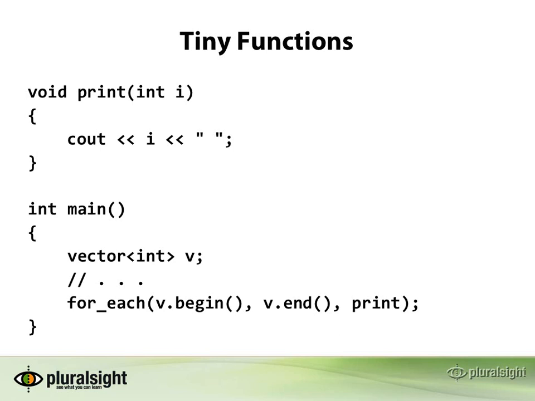Start at the beginning of the vector, go till we're past the end of the vector, and for each element in the vector, pass it to the function print. Each element of the vector is an integer, so the print function takes an integer, does something with it.